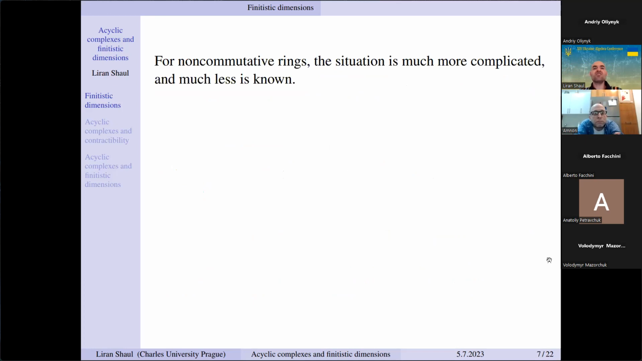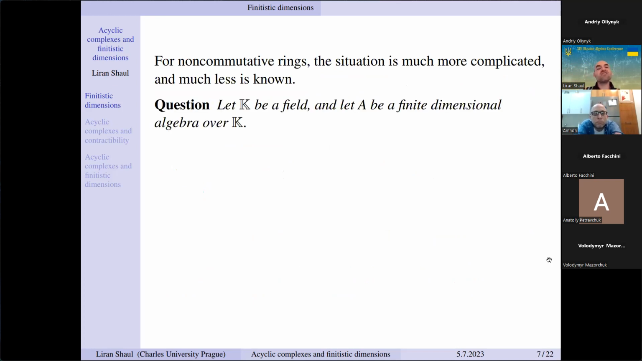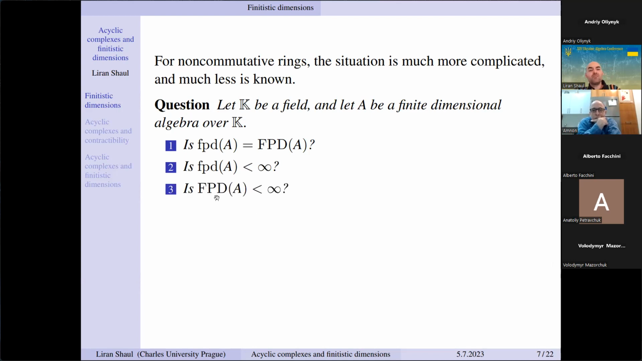And then the situation is much, much more complicated. Even if I restrict to finite dimensional algebras over a field, which are kind of the smallest non-commutative rings, here are three questions I can ask. The first question is, are they Cohen-Macaulay in the sense above? So is the small and the big finitistic dimension equal? My second question is, is the small finitistic dimension finite? And the third one, is the big finitistic dimension finite?